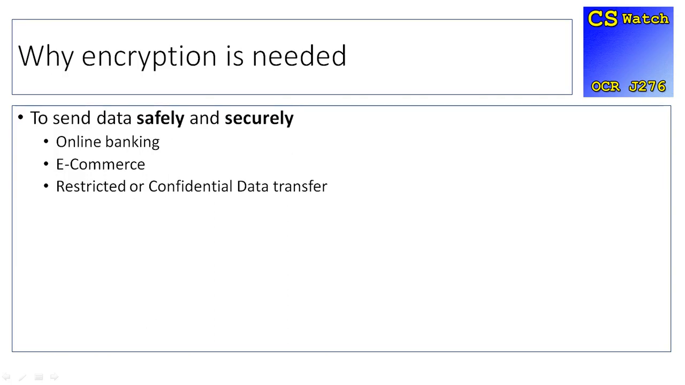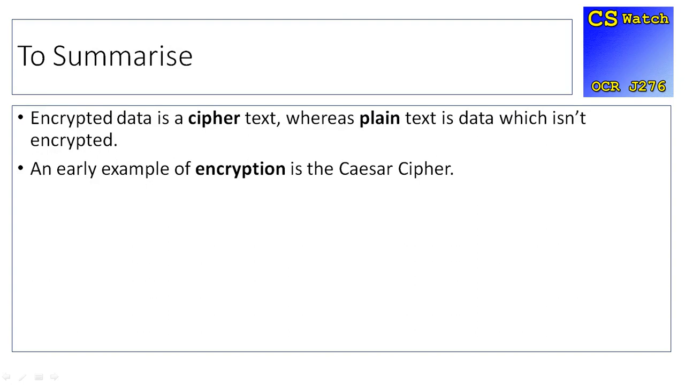So there we have 3 examples of why encryption is needed to make sure that data that gets sent across the internet is safe and secure. You want to make sure that your data that you're sending, if it's confidential, is as private as possible. You don't want anyone to be able to see what's being said, and that's where encryption comes into play.